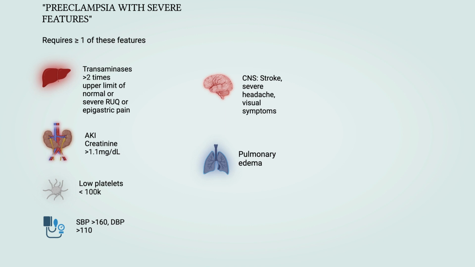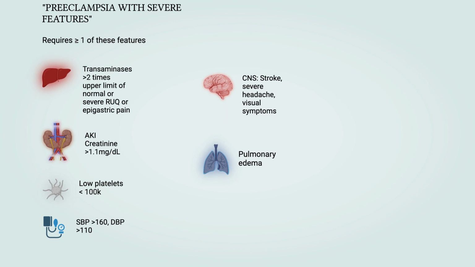So you are going to look at the transaminases. Really high yield to know the transaminases. If the transaminases are greater than 2 times the upper limit of normal, that constitutes preeclampsia with severe features. That is one of the features that is present. Or they can tell you clinically that there is severe right upper quadrant pain or epigastric pain. Another high yield point to be aware of is that they usually ask in the exam, why is there right upper quadrant pain?